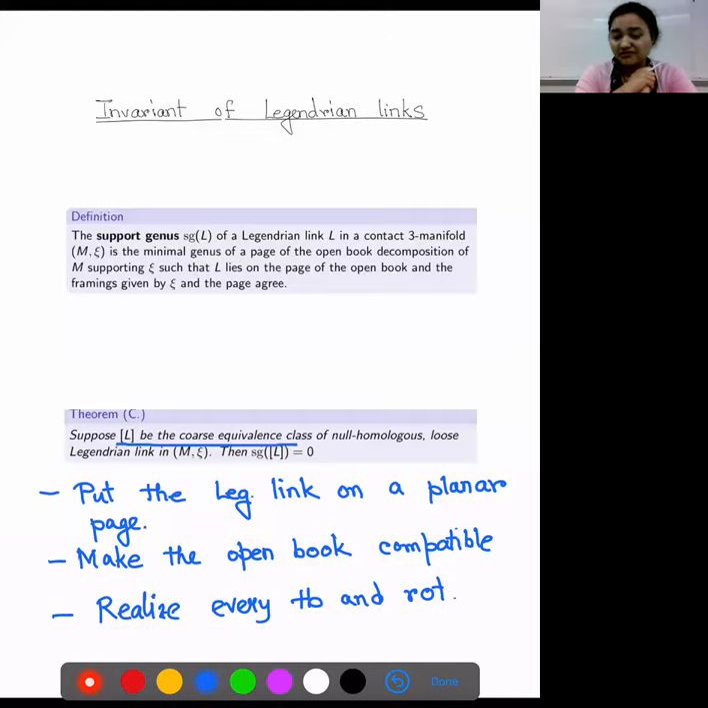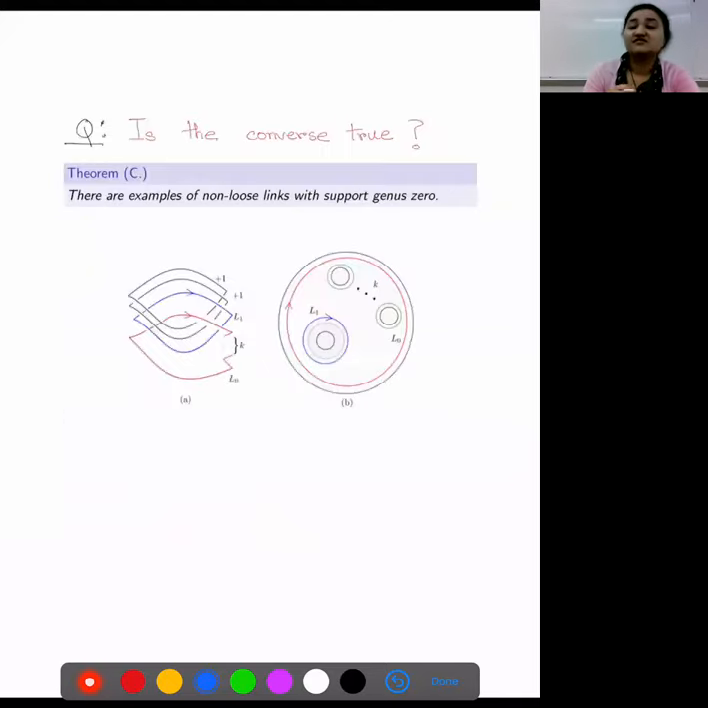But unfortunately, that's not the case. And here's why. There are actually examples of non-loose links with support genus 0. And this is one example. On the left-hand side, we have the positive Hopf link. The blue and the red component together are the positive Hopf link. And this is the contact surgery diagram again, because we do not have front diagrams in over-twisted S3. And this is S3 with Z -1. And it's also not hard to see why this is non-loose.